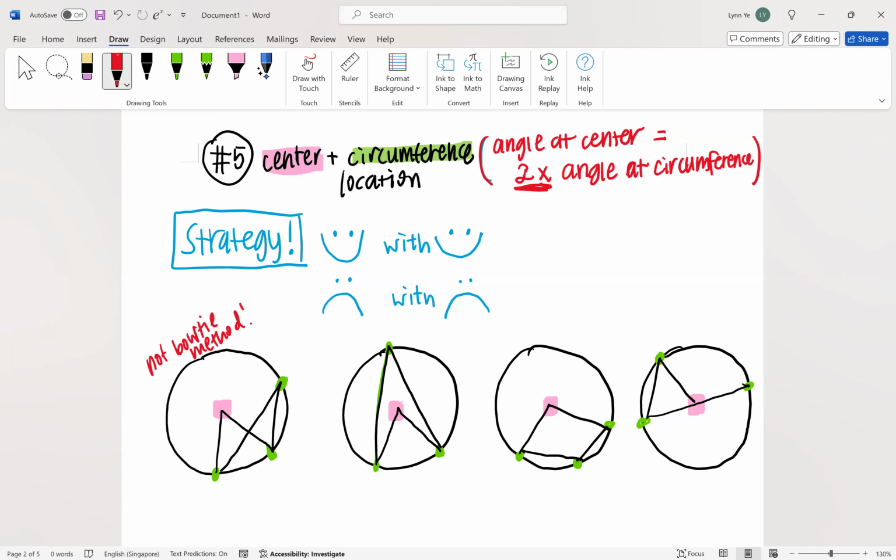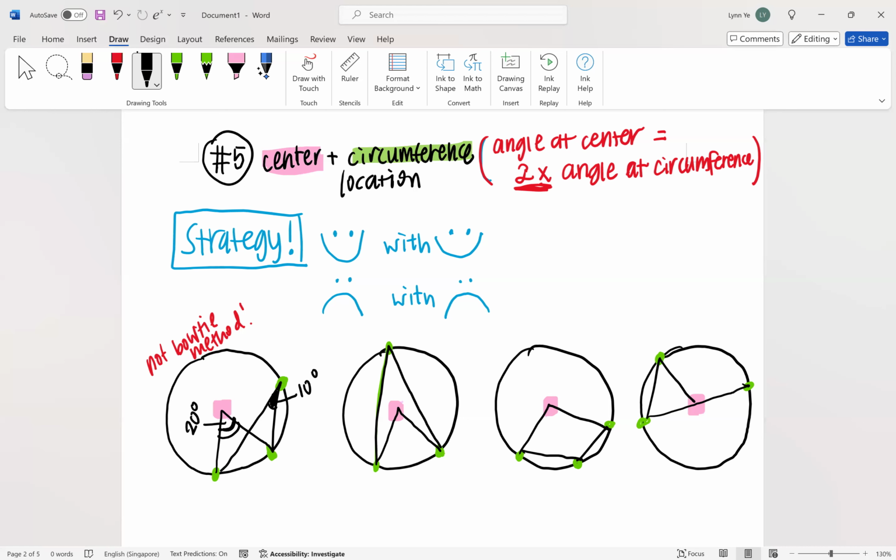So the one at the center will be 2 times the one at the circumference. So if, let's say, for example, this angle right here is 10 degrees, that means that this angle here is how much? 20 degrees. You understand right now?